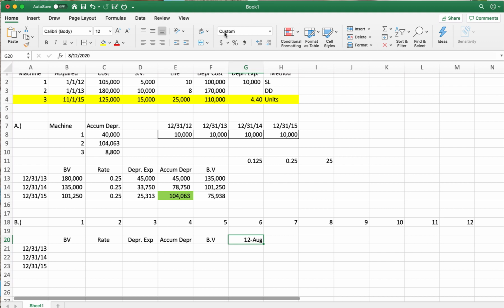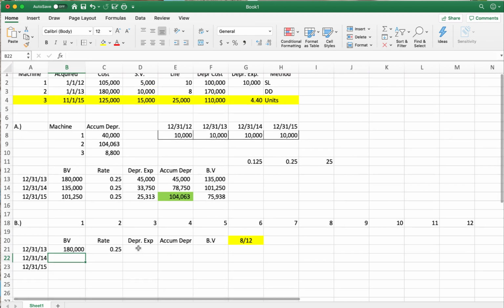Eight twelfths. Bear with me. Okay, that's the depreciation amount that we need to take in year one. So what's the book value? Well, the book value is $180,000. That did not change. What's our rate? Our rate's still the same. It's still 25%.